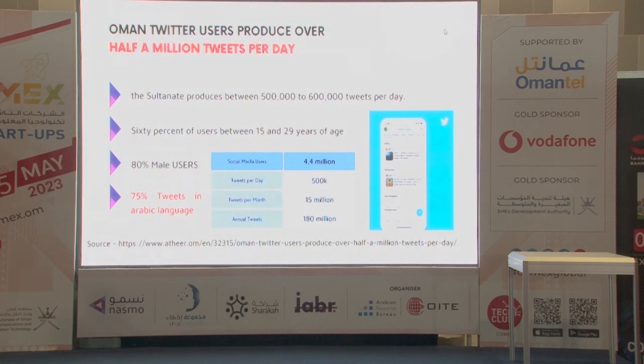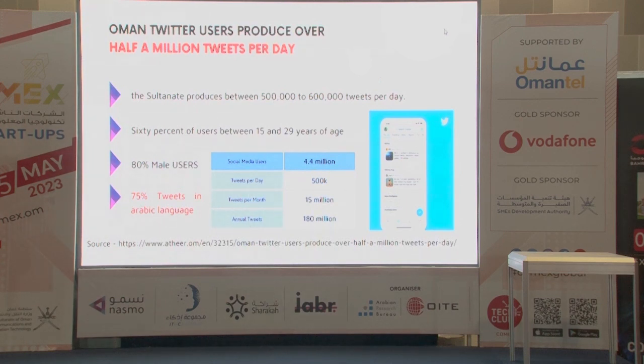And the next data in this report is that 60% of the users were between 15 and 29 years, and 80% were male users. So whenever you're doing any analysis in Oman, you have to keep in mind that 80% of the users whom you're considering are male. And there was also another part of the report that 75% of the tweets are in Arabic, right?